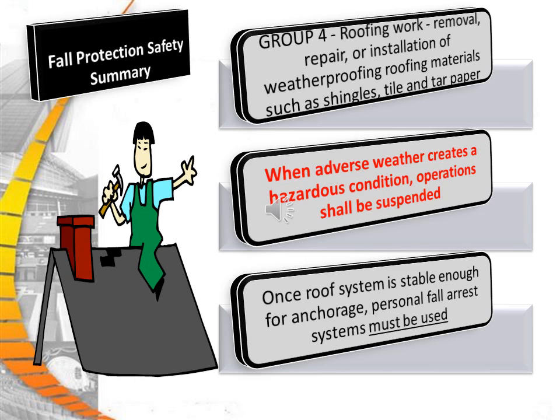Group 4 calls for roofing work, the removal, repair, or installation of weatherproofing materials. And of course, all groups are covered by the condition that when adverse weather creates hazardous conditions, operations are suspended. Once the roof system is stable enough for anchorage, personal fall arrest systems must be used.